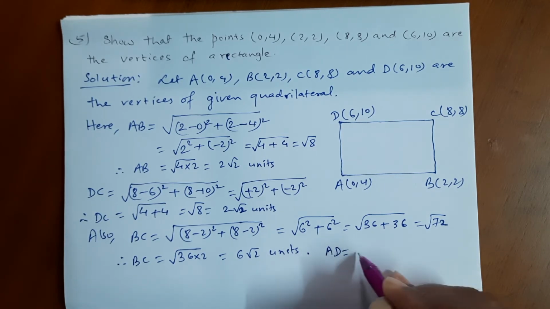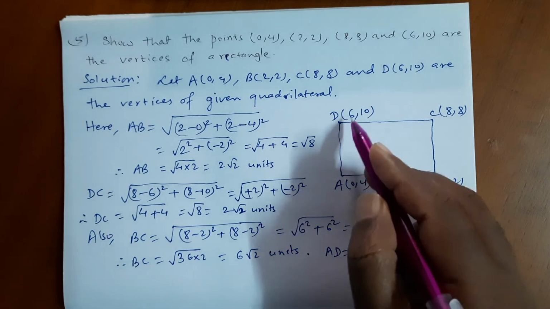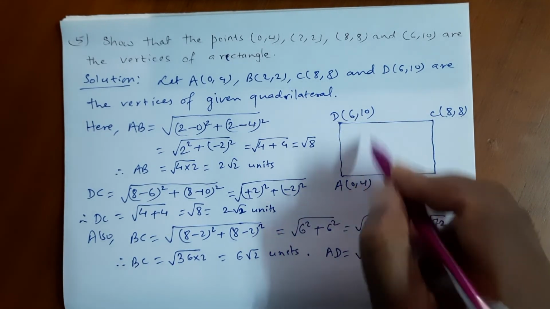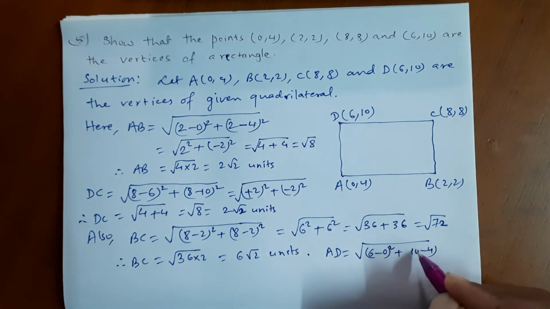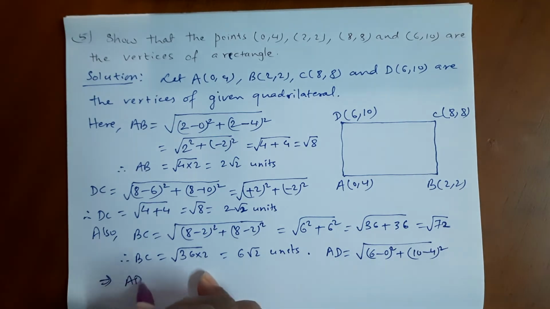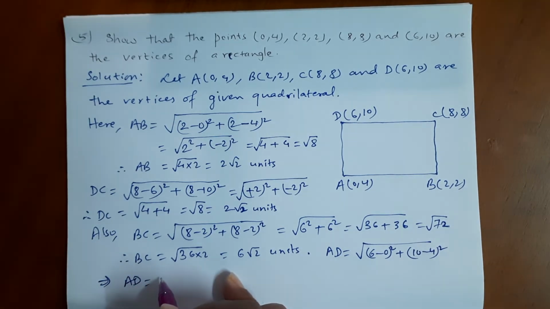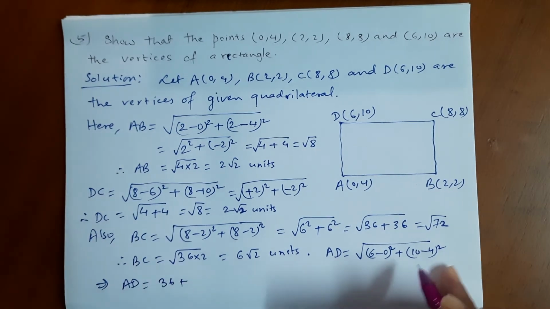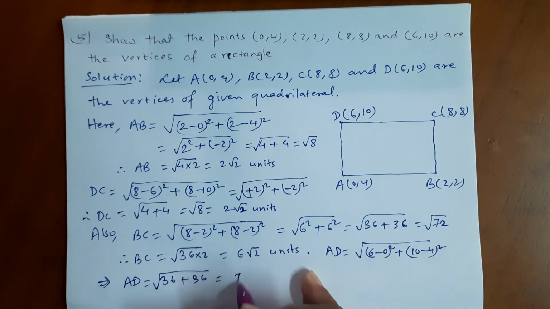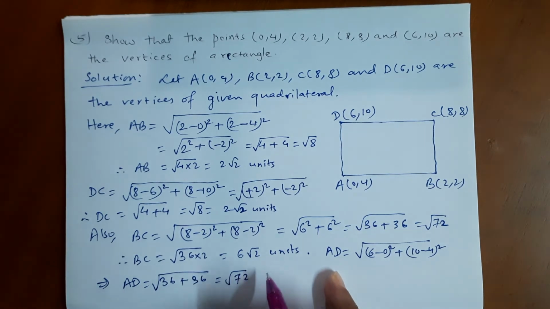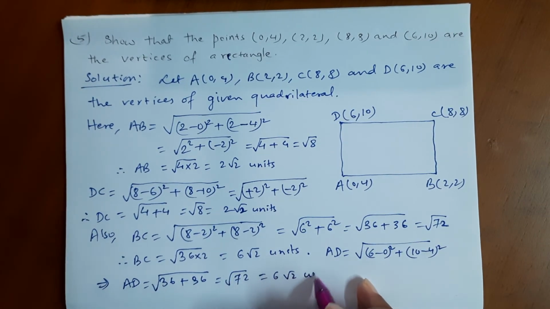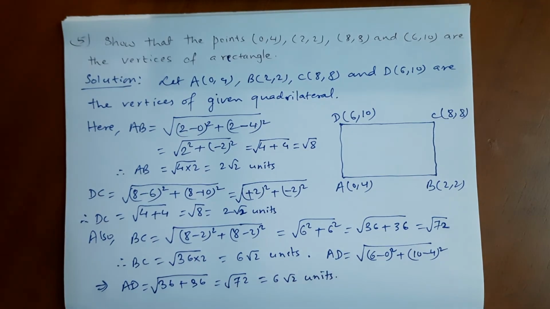Okay, AD, also using the distance formula, we can find out 6 minus 0 square plus 10 minus 4 square. This implies AD equals 6 minus 0 square, that is 6 square, 36, plus 10 minus 4 square, 6 square, that is also 36. That will be 72. And like before, the square root of 72 is 6 root 2 units. Okay.